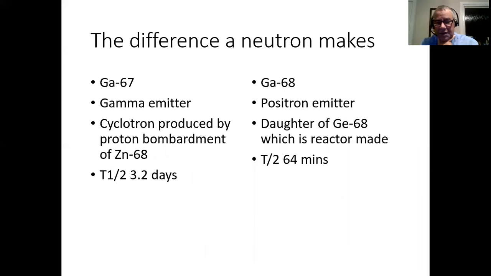Now, obviously, gallium-68 has another neutron. That's why its atomic weight goes up. And unlike 67, it is a positron emitter. Now, the other thing is that gallium-67, again, you need to make it in a cyclotron, and it has a fairly long half-life of about 3 days, whereas we know that gallium-68 half-life is very short.